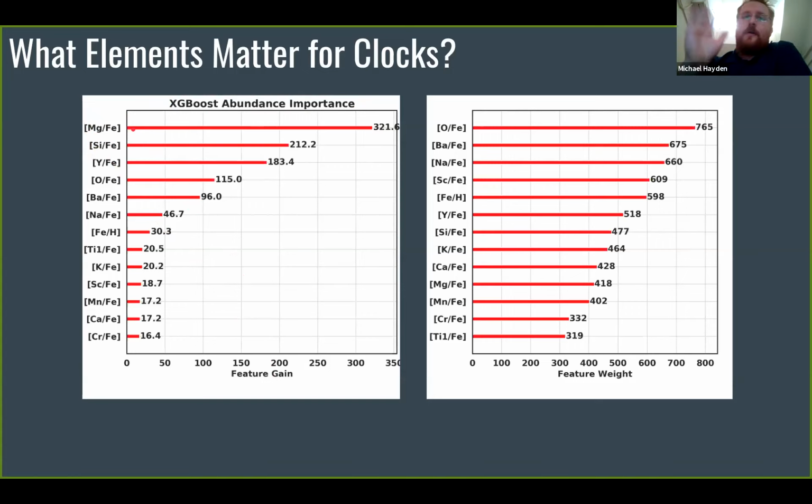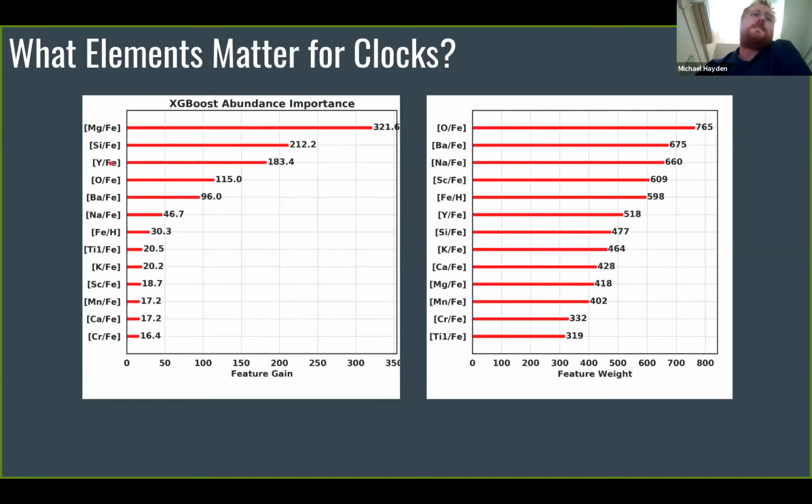And I already showed you how useful alpha is in determining age. Basically, if you know a star is alpha enhanced, it's got to be old. And if it's alpha poor, it's got to be young. So just based on the alpha alone, you can split a star between young and old immediately. So alpha was a very good, important age indicator.